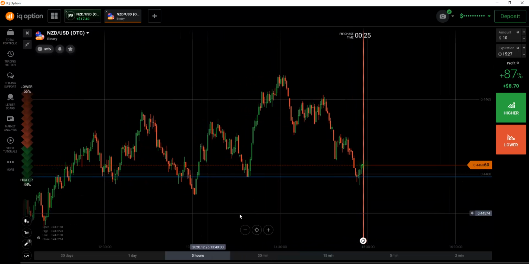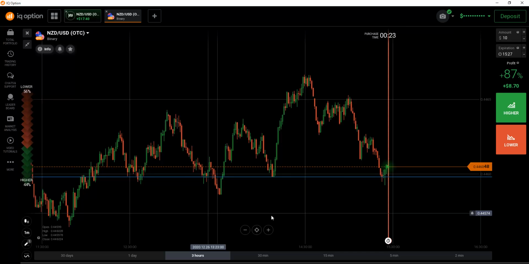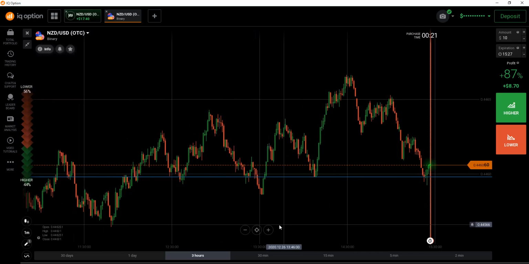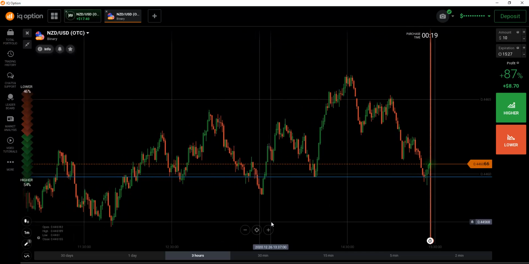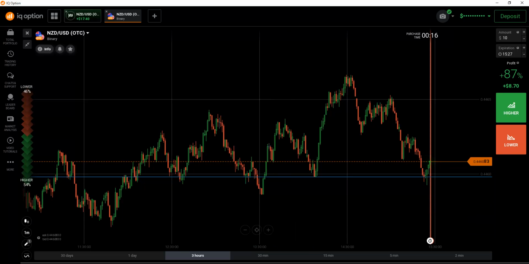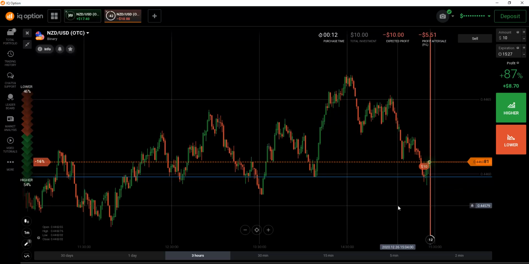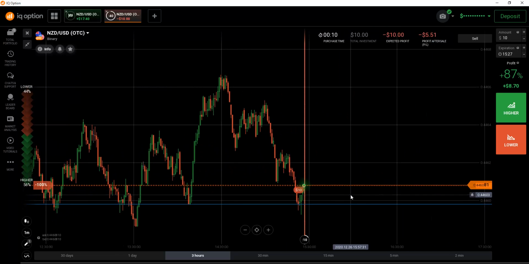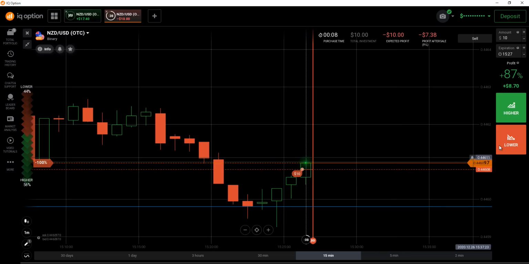Okay, wait for the opportunity. So here I place a put option again because this is a seller's entry point. Okay, I'll try one more trade here.